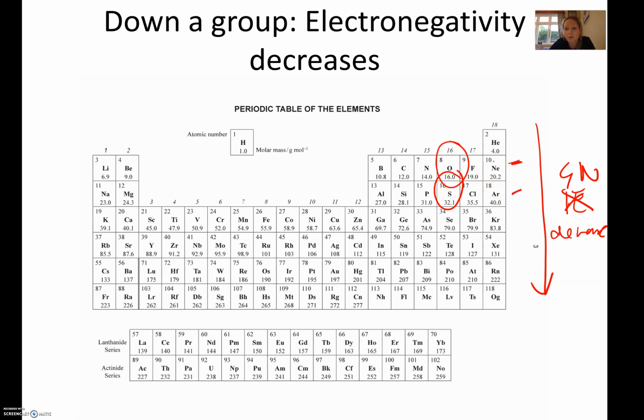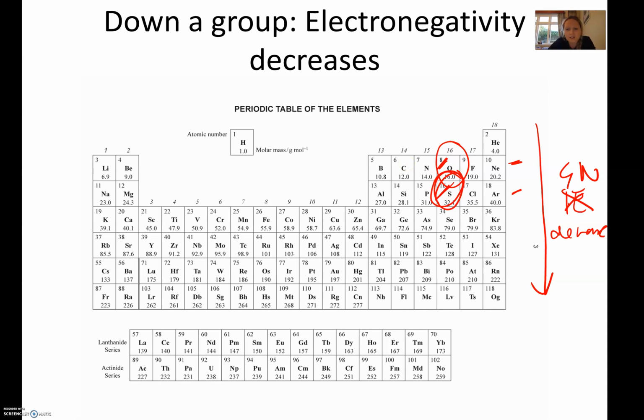This means sulfur's valence electrons are further from the nucleus. There's also increased shielding by inner shell electrons. This is going to weaken the electrostatic attraction between the positive nucleus and the bonded electrons in sulfur, because it's electronegativity, and therefore the electronegativity will decrease. Despite the fact that sulfur's got 16 protons and oxygen's only got 8, the greater number of energy levels is having a greater effect.